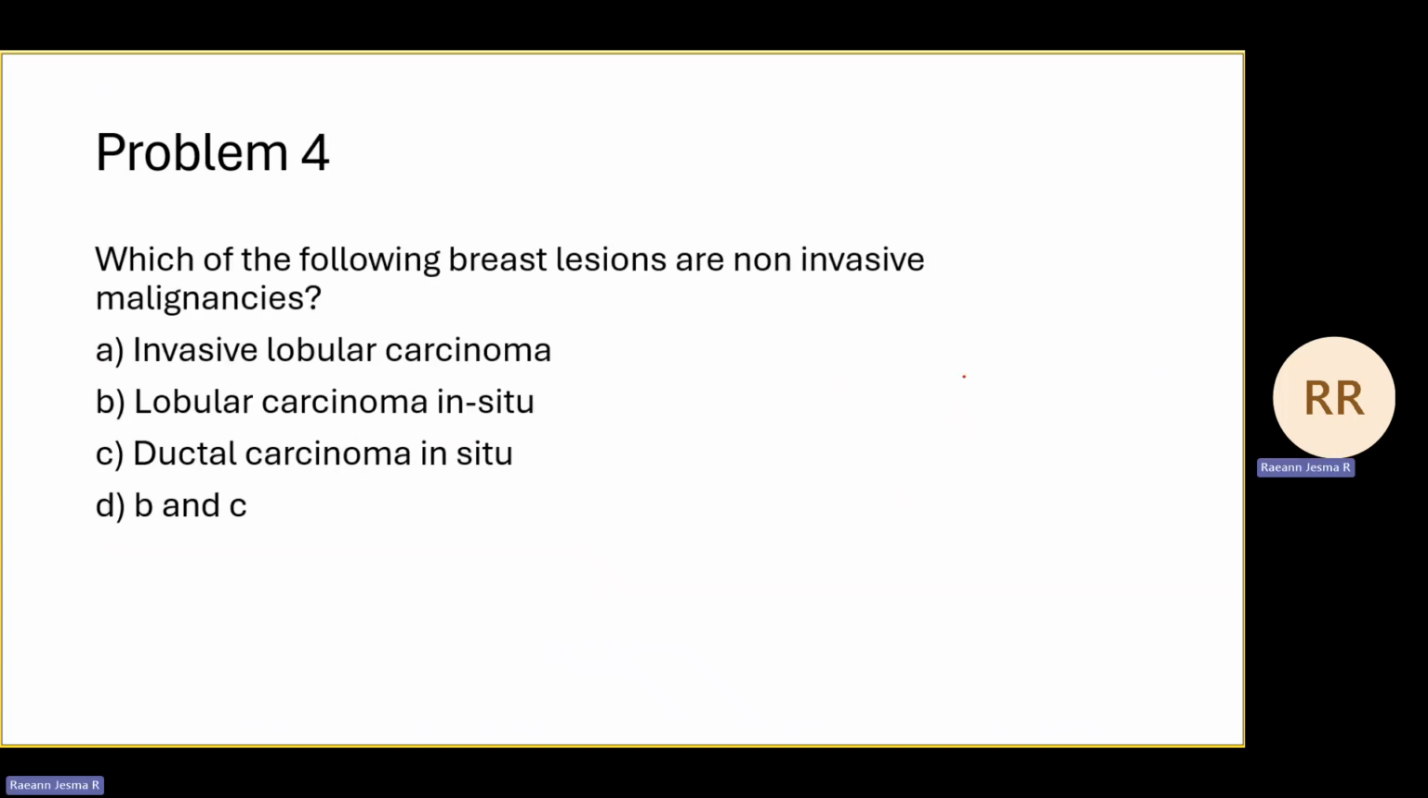Okay, so now let's move on to the next problem. Which of the following breast lesions are non-invasive malignancies? A. Invasive lobular carcinoma. B. Lobular carcinoma in situ. C. Ductal carcinoma in situ. D. B and C. So which is the correct answer? So this question is regarding breast cancer. So which are non-invasive malignancies?